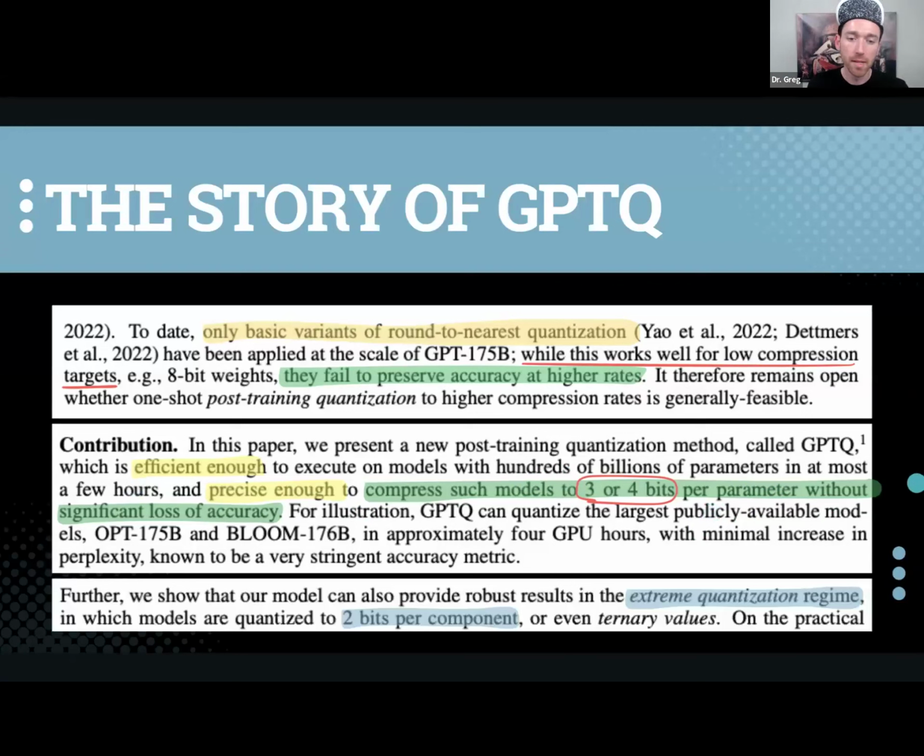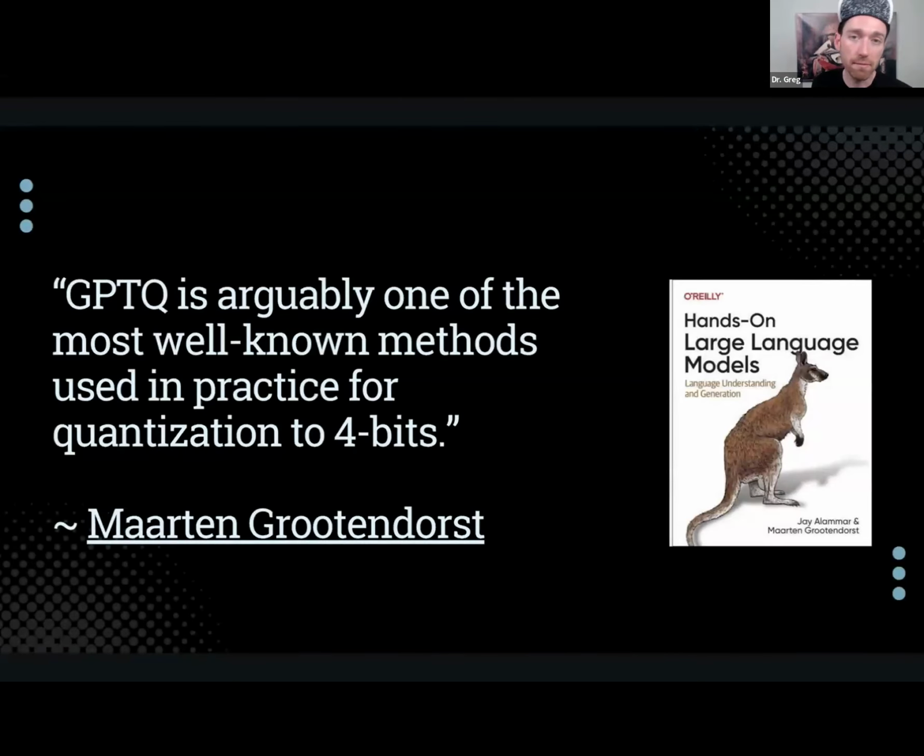That sounds pretty good. Further, we show that we can get into the extreme quantization regime, talking about 2 bits. Remember, 1 bit is just a 1 or 0, right? 2 bits ain't that much information. And the same authors of that visualization of quantization article note that GPTQ is arguably one of the most well-known methods used in practice for quantization down to 4 bits. This is from Jay Alammar, who did the Illustrated Transformer, and Maarten Grootendorst. This is the OG, GPTQ.